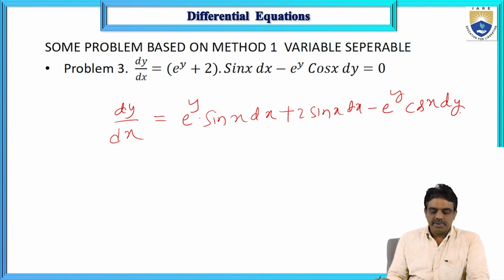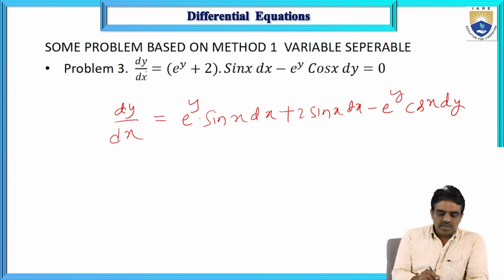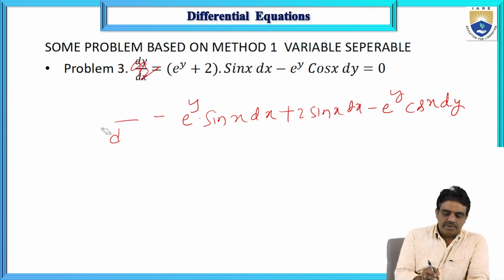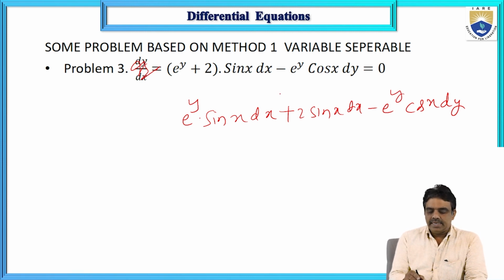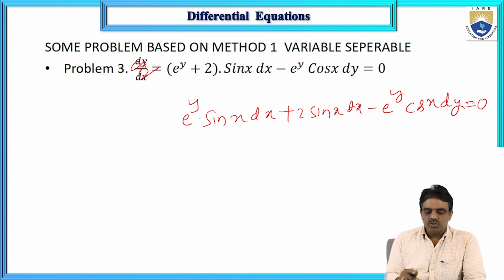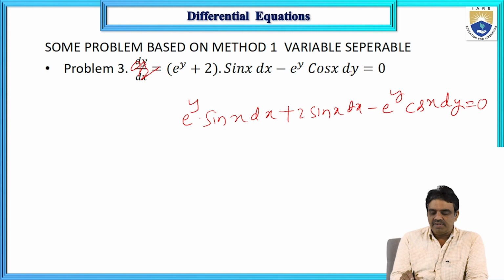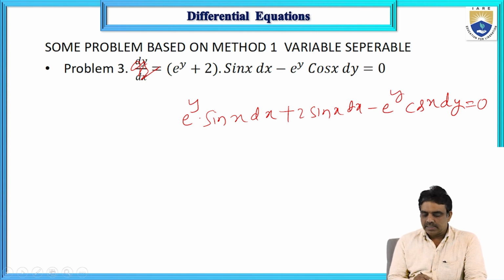So the problem may be there is no dy by dx, I think. So the problem is like this: e power y plus 2 of sin x dx minus e power y cos x dy is equal to 0. The problem is like this only. Since dy by dx is already there, it is again dy by dx, so please cancel out.